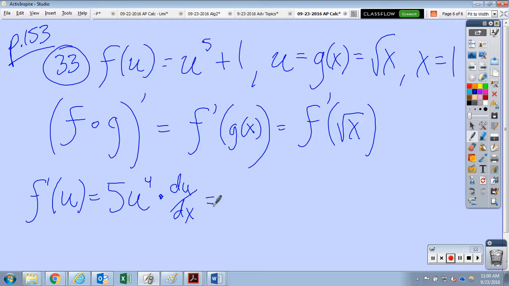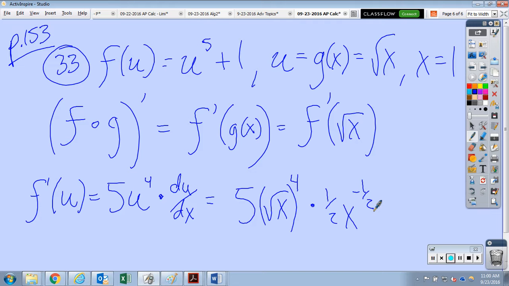So u is the square root of x. So we have 5 square root of x to the fourth power times the derivative of this. This is x to the 1/2, so the derivative of it would be 1/2 x to the negative 1/2. If you imagine the square root of x as x to the 1/2, that's easier to see.